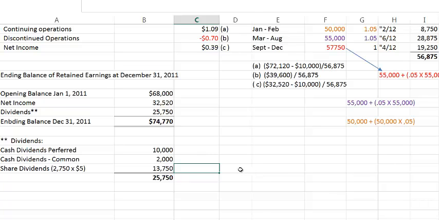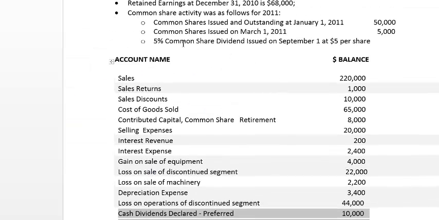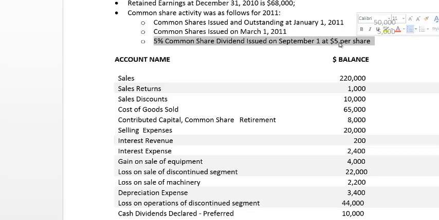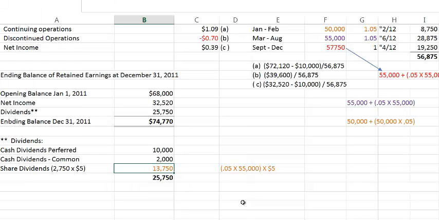Remember we said here that you issued share dividends of 5% on the 55,000 shares that you had at the end of August, which was August 31st. And don't forget, the question told you that those shares were now trading at the date of declaration at $5 a share. So we always take the market value at the declaration date to calculate the value of the share dividend. So I'm going to deduct the cash and the share dividend, which is $25,750, from my net income here to get my ending balance in retained earnings of $74,770. So this concludes our income statement, complete with EPS calculation.